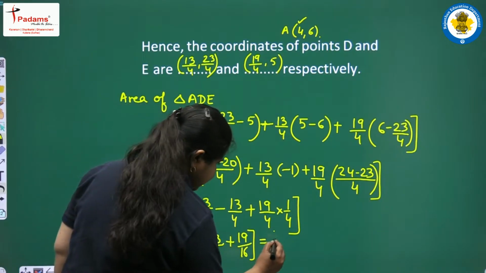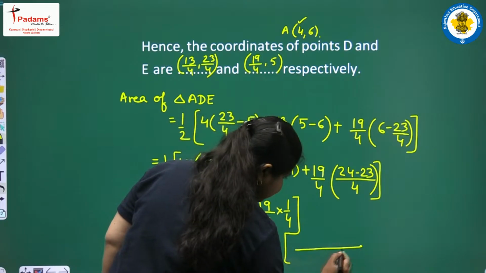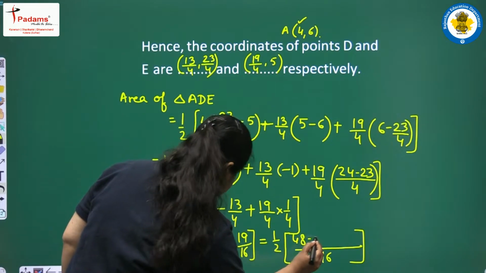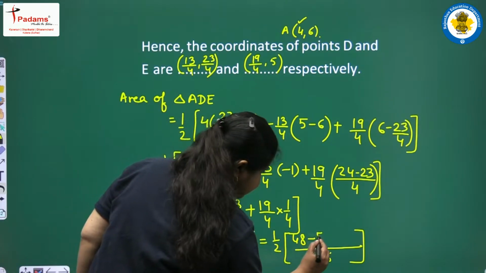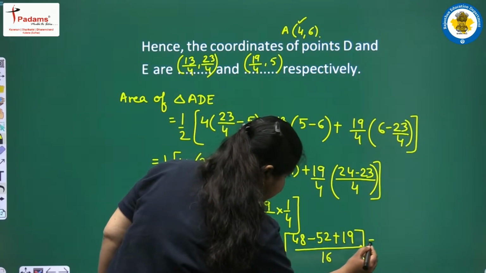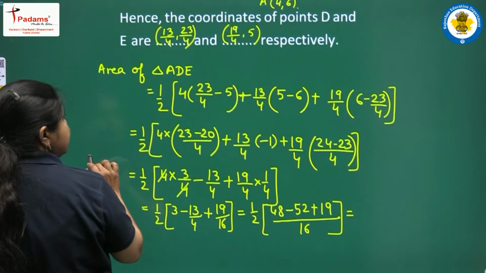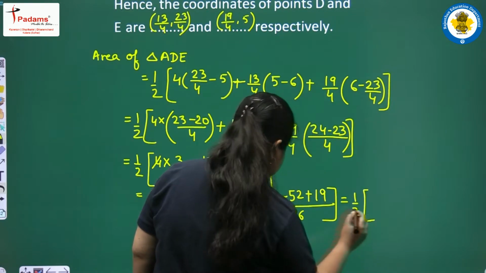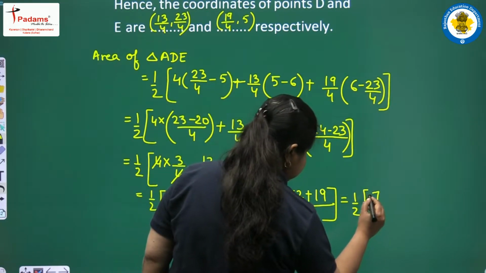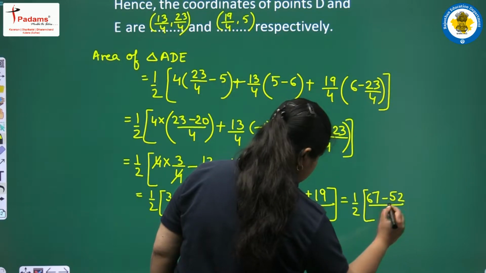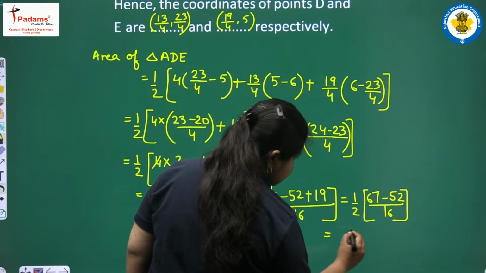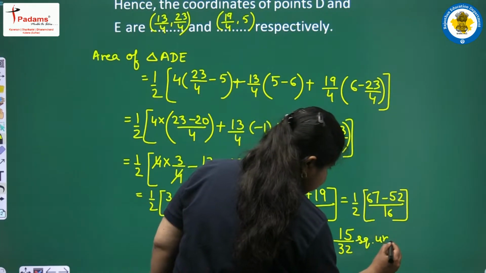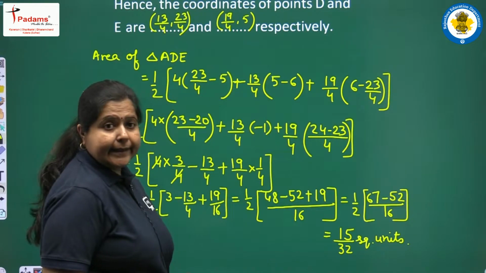Now we need to take the LCM. Half is here. Take 16 as the LCM. 16 3s are 48 will be here, minus 4 into 13, it's 52 plus 19. Solving it further, what we see? We see it as half. Here we have 8 and 9, 17 and 1, 67 minus 52 upon 16, and this is 15 upon 32 square units. This is the area of triangle ADE.